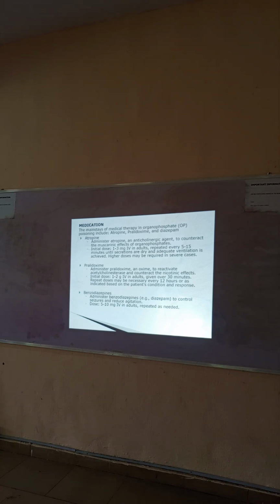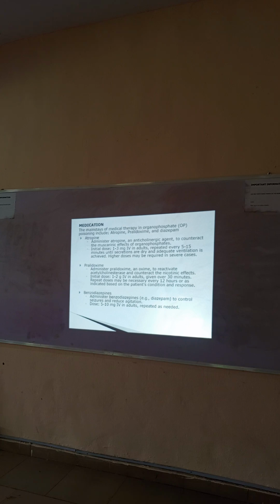The second one is pralidoxime, also known as 2-PAM. What it does is help to reverse the binding of organophosphate poison to acetylcholinesterase. The organophosphate poison binds to acetylcholinesterase and reduces its activity, so we reverse that binding and restore the activity of acetylcholinesterase. So that's what it does.